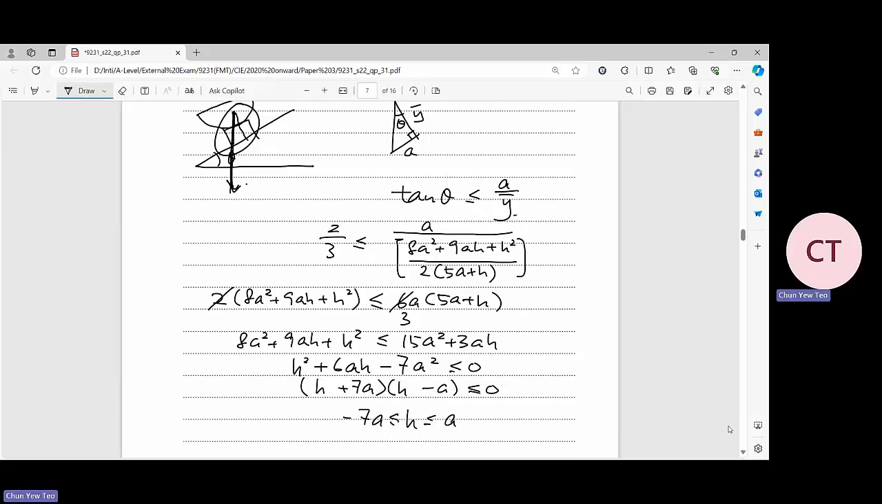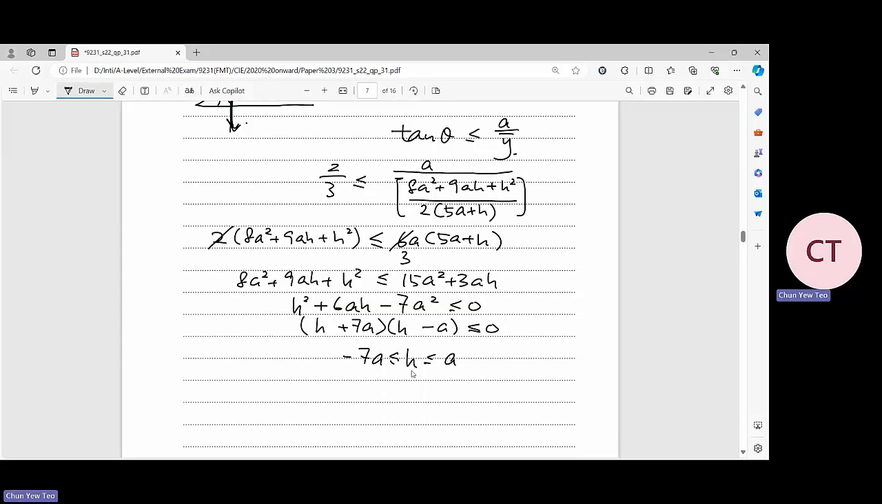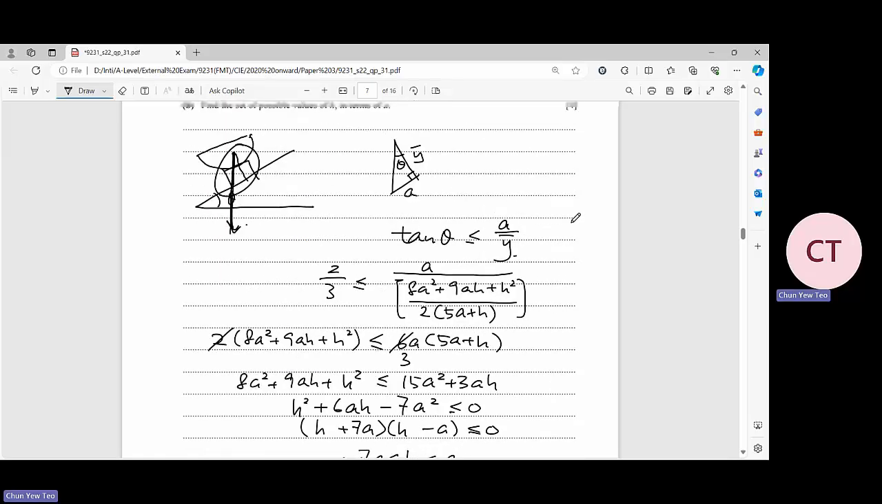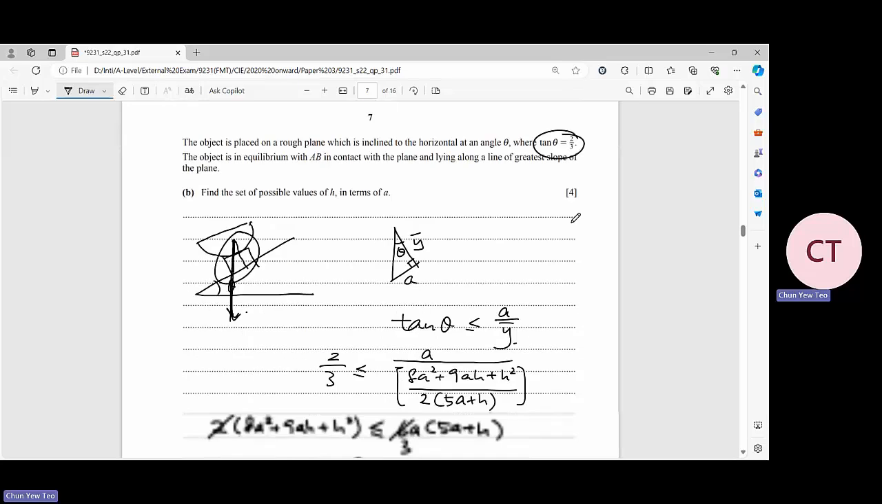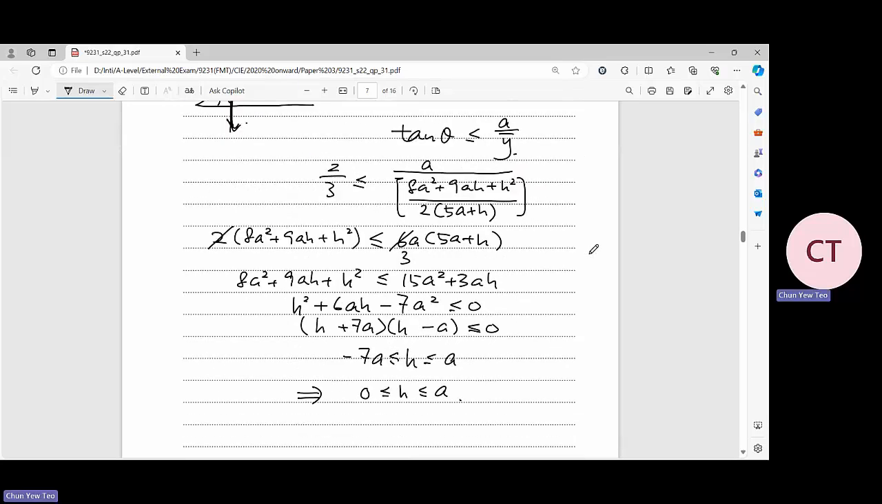Okay, but h is the height of the cylinder, so h cannot be negative. So therefore you can only say that h is from 0 until a. Okay, so this will be the answer for question number B. That's all. Move on.